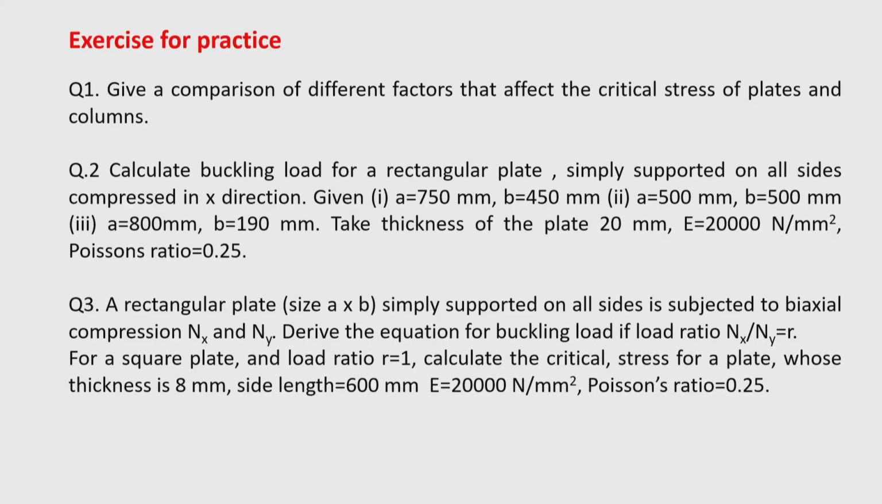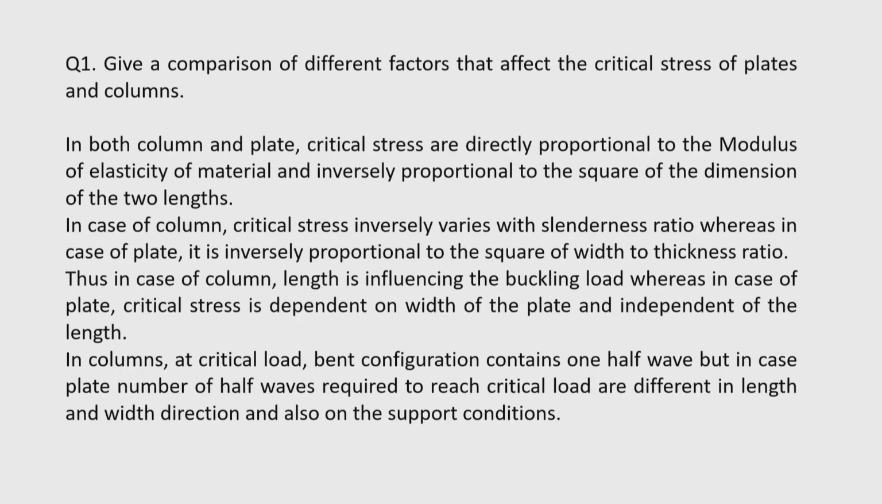Thickness of the plate is 8 mm, side length is 600 mm, and E is 2 into 10 to the power 5 Newton per mm square. Poisson ratio is taken 0.25. Okay. Now, let us see the comparison that I have given in the first case.